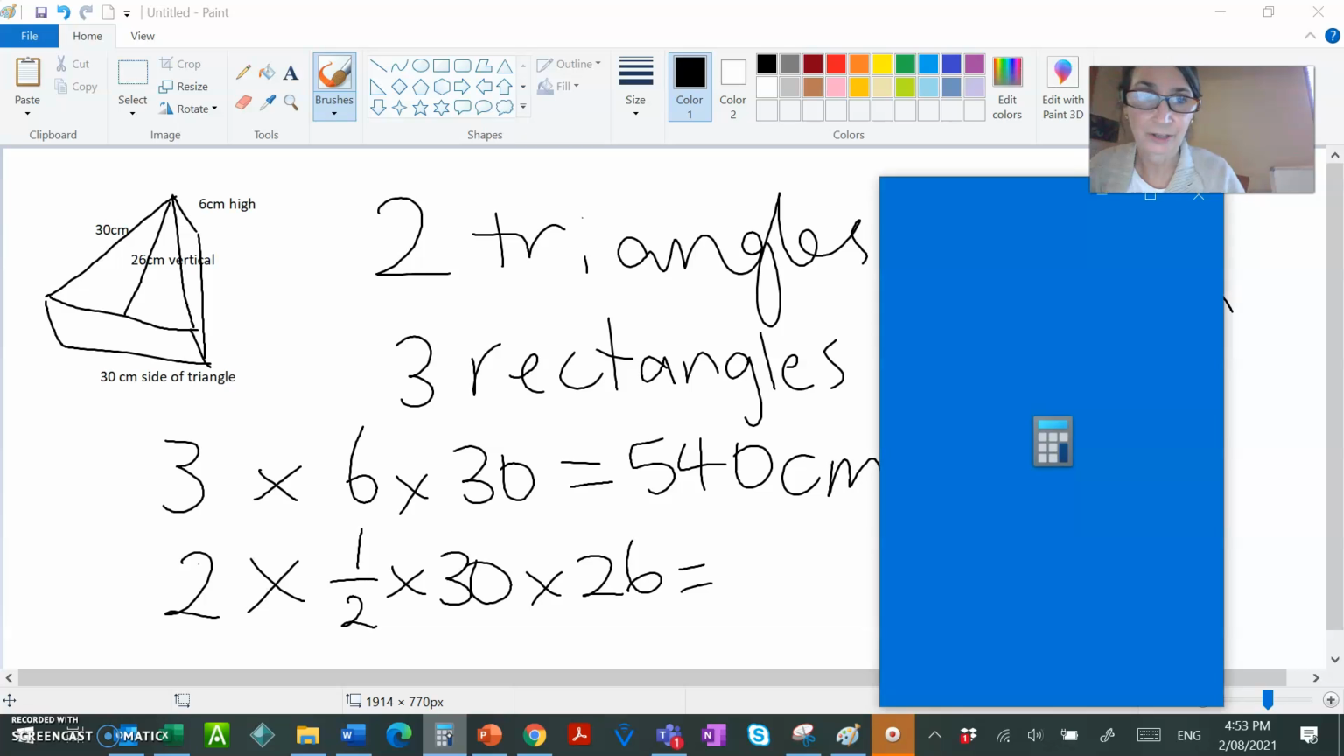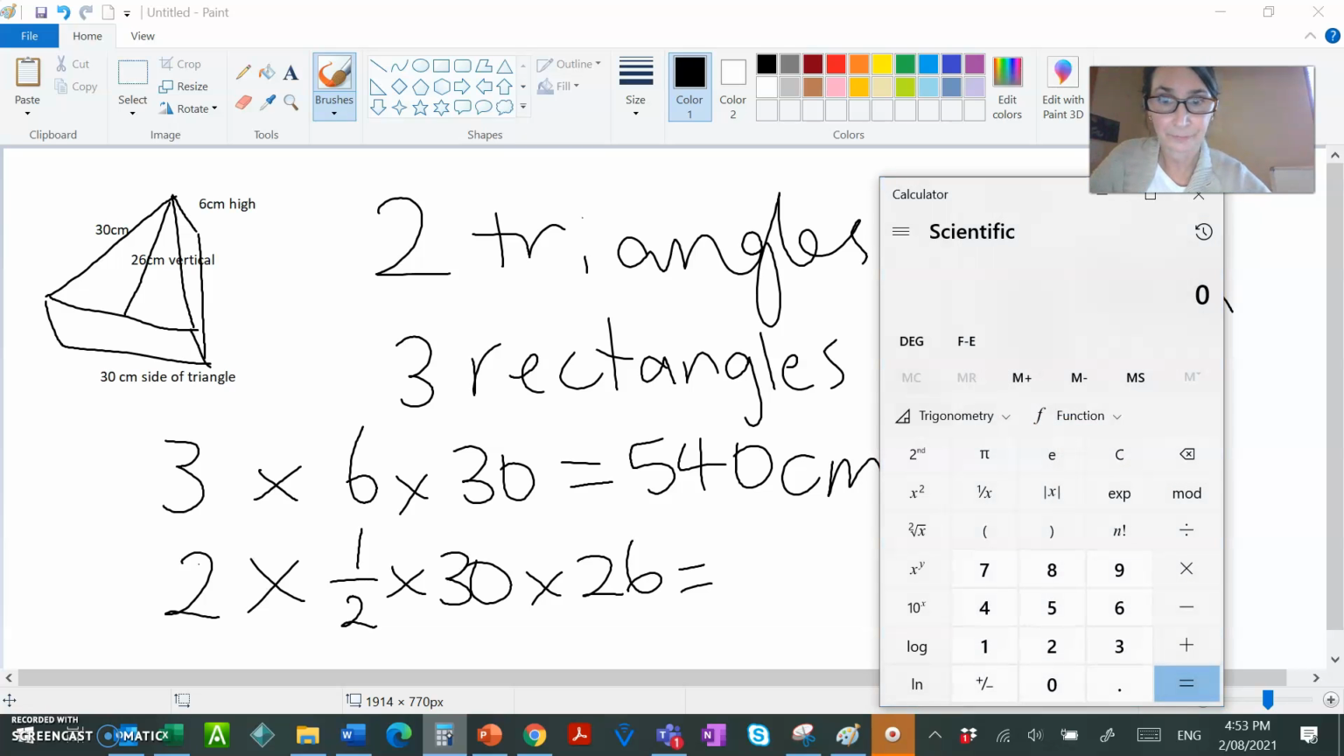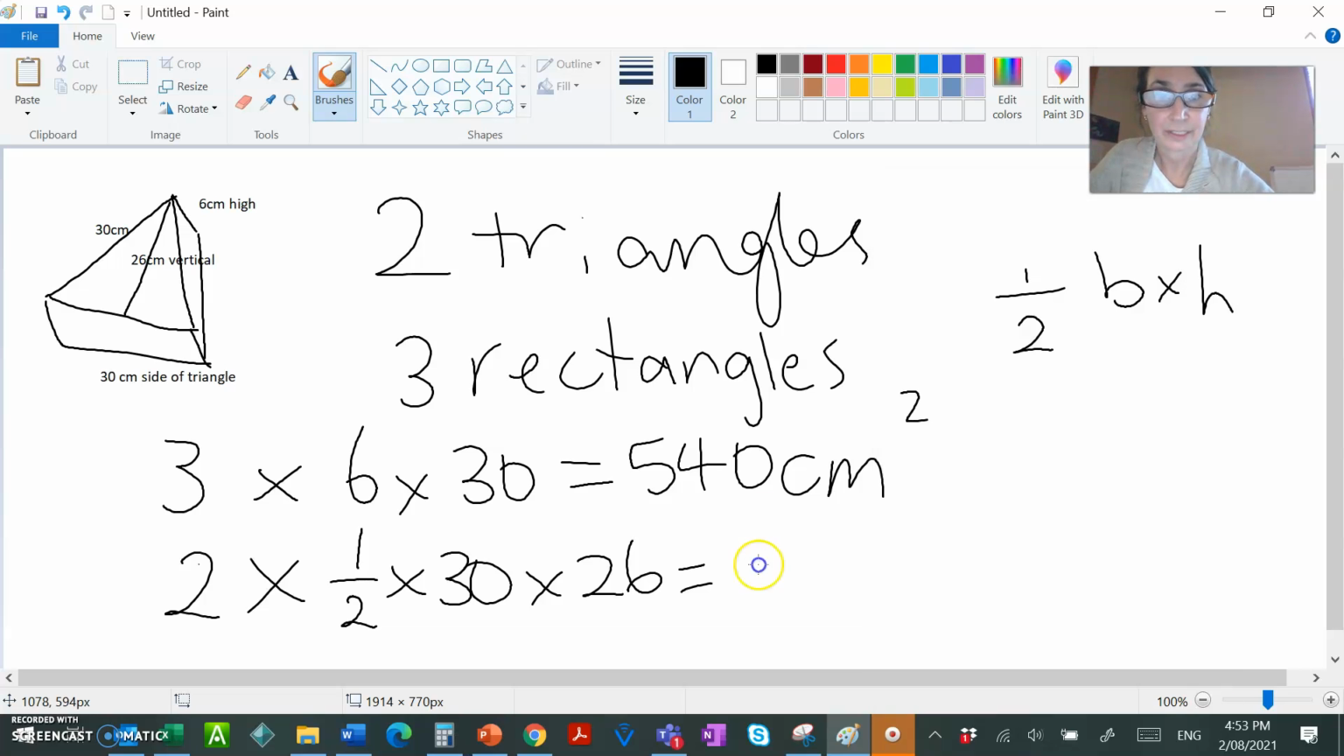So we'll try those out on the calculator again. 2 times a half, which is 0.5, times 30 times 26 equals 780 centimeters squared. So now I've found this first number here is my rectangles. This second number here is my triangles.